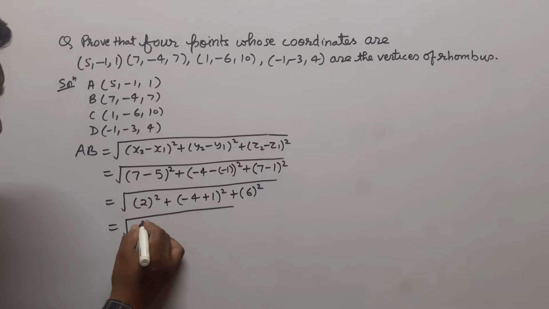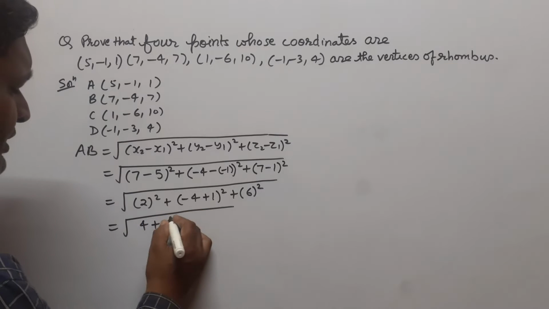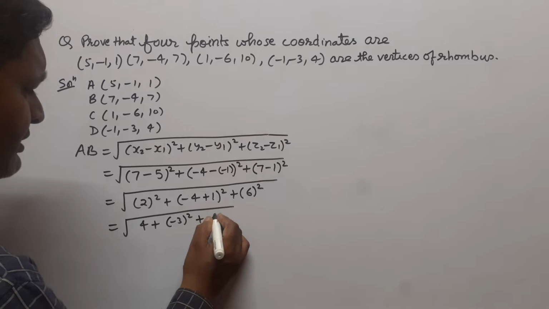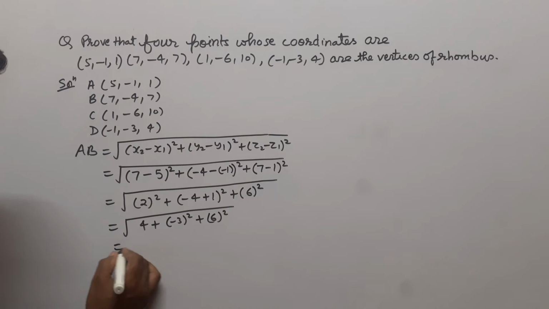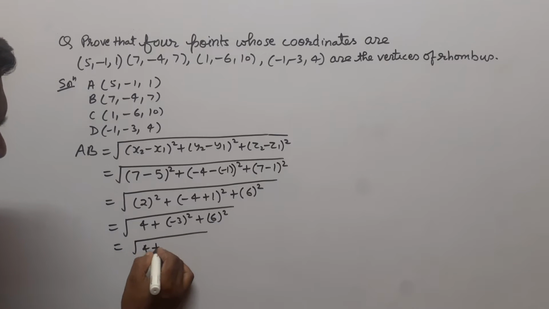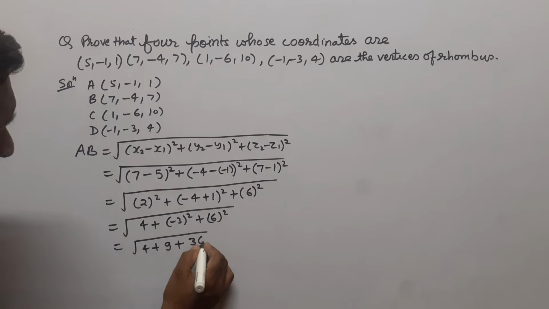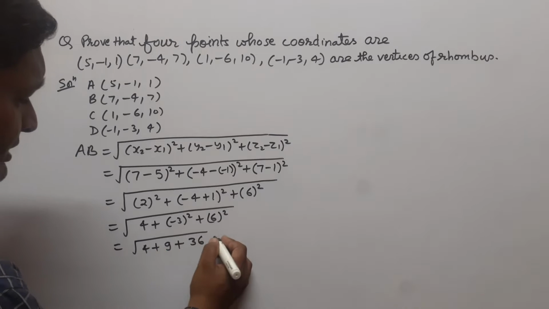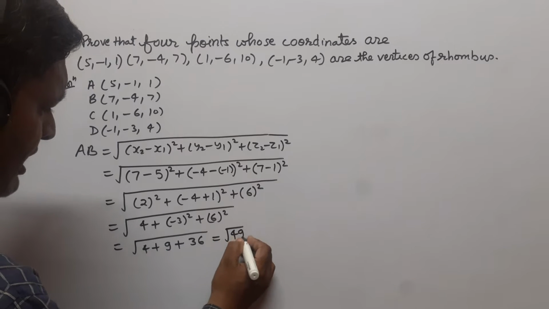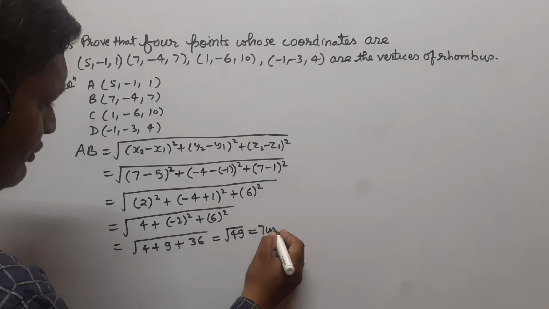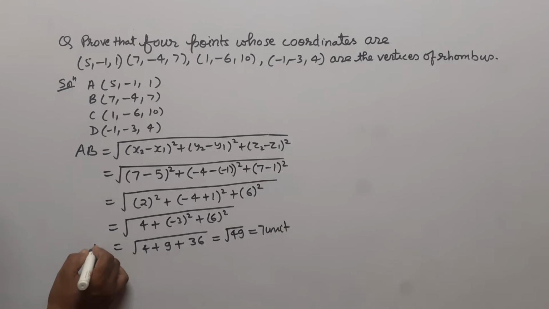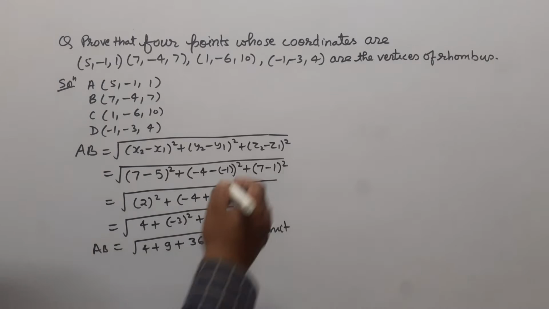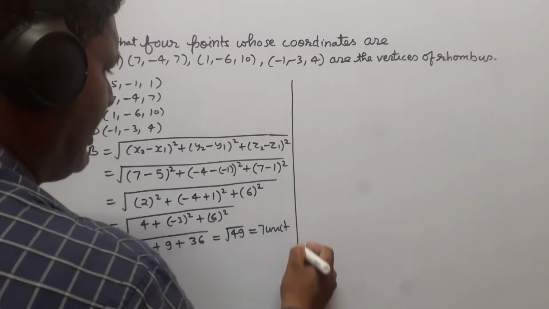So 2 square is 4, and minus 3 square is 9, and 6 square is 36. So 36 plus 4 is 40, plus 9 is 49. The square root of 49 is 7. So we can see here the distance between points A and B is 7 units. Similarly, we find the distance between B and C.